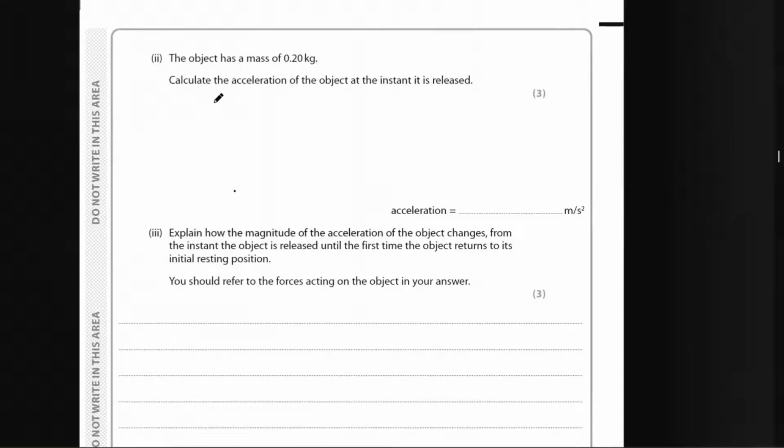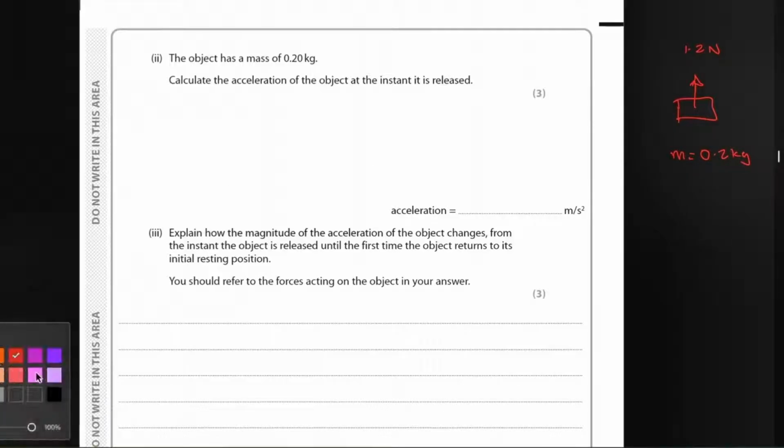The object has a mass of 0.2 kg. So the object we looked at has a mass of 0.2 kg. Calculate the acceleration of the object at the instant it is released. So this is the object. The net force, let me just draw the net force on it. The net force acting on it is 1.2 newtons. This object has a mass of 0.2 kg, and we need to calculate the acceleration at this point.